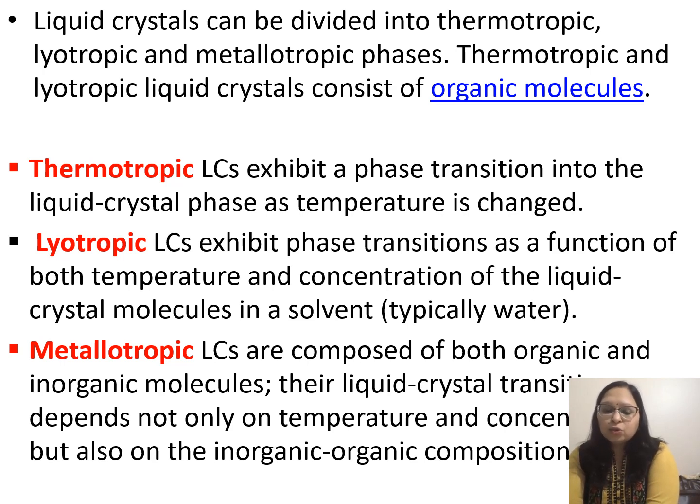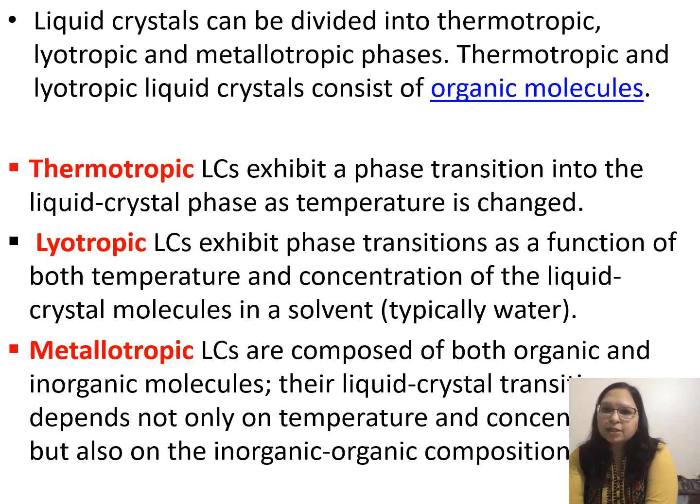On the other hand, those liquid crystals which exhibit such phase transitions as a function of both concentration as well as temperature, concentration of solvent in which the liquid crystal molecule is kept, are known as lyotropic liquid crystals. And the third category is metallotropic liquid crystals, means those liquid crystals which not only depend upon temperature and concentration of solvent, but at the same time are also dependent upon the composition, including both organic and inorganic molecules.